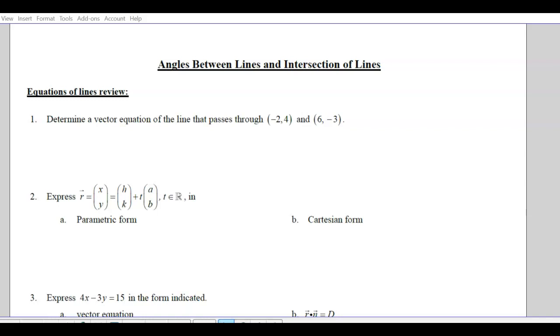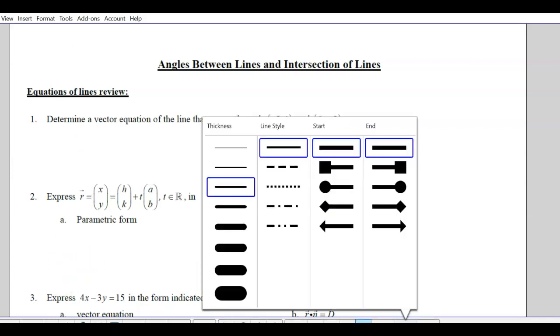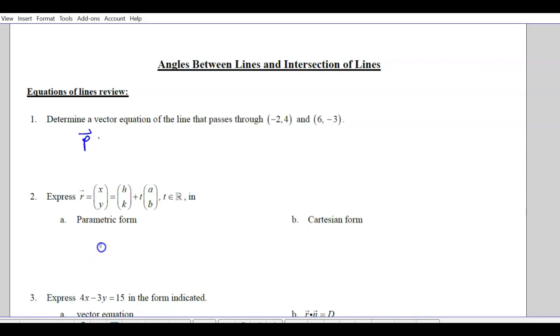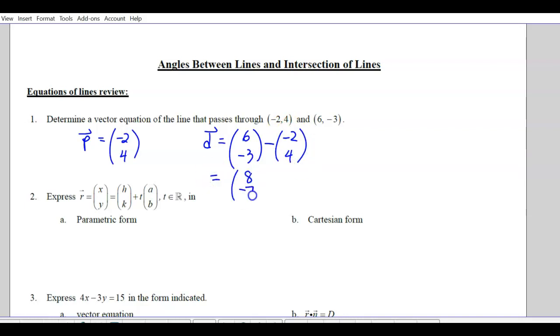So remember, we need a position vector. So I'm going to call it P, sorry. I'm going to choose just one of the 2 points and make it a position vector. And then my direction vector, just a subtraction between those 2 points. So 6, -3, minus -2, 4. So that's going to be 8, -7.